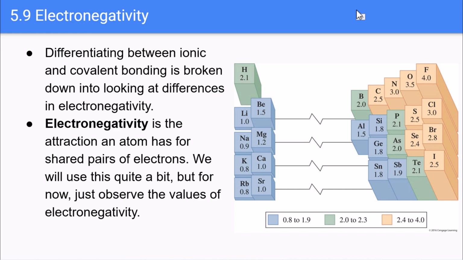So, for example, if I look at carbon and fluorine, and let's say we have a bond between carbon and fluorine, the pair of electrons are going to be much more attracted to fluorine than that of carbon because fluorine has a higher electronegativity value.